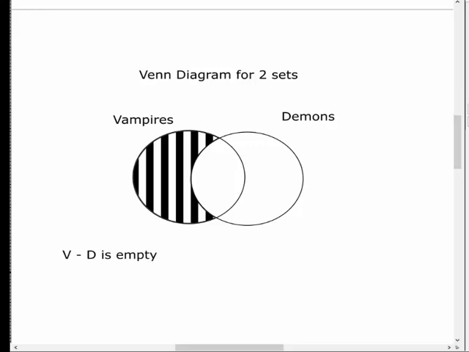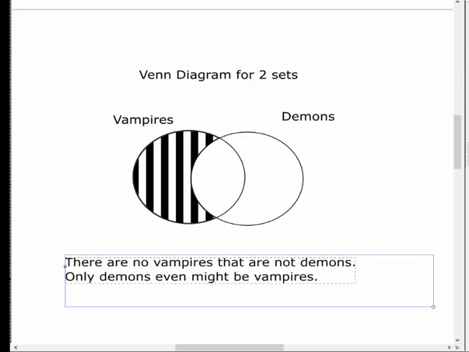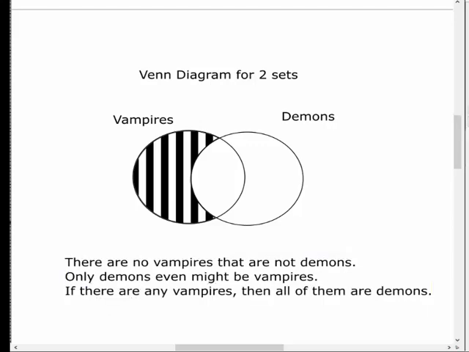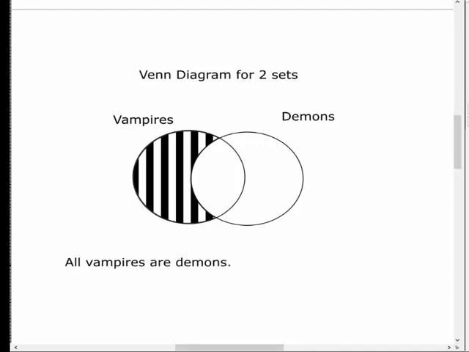So maybe you come up with something like, there are no vampires that aren't demons. Or maybe only demons even could be vampires. Or how about, if there are any vampires, all of them are demons. In fact, this diagram can be associated with the A statement, all vampires are demons.